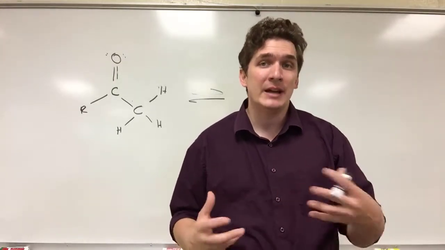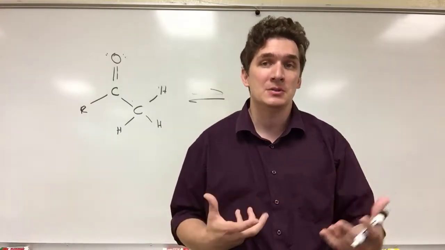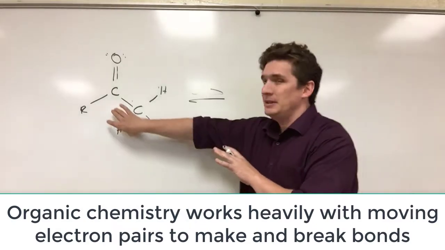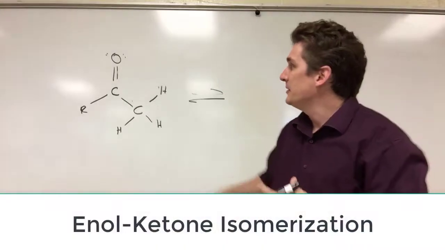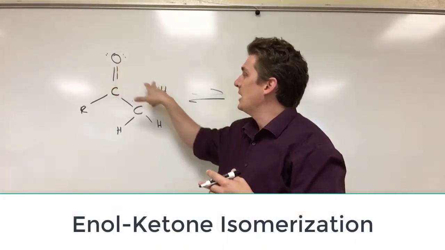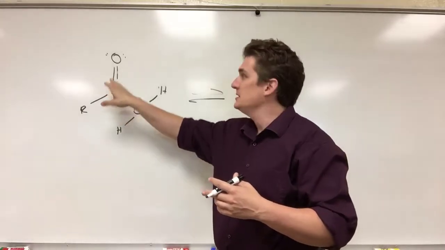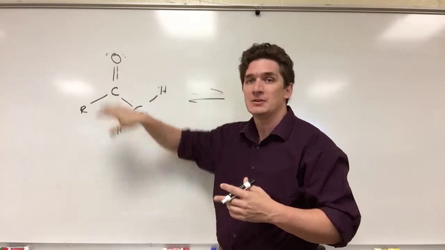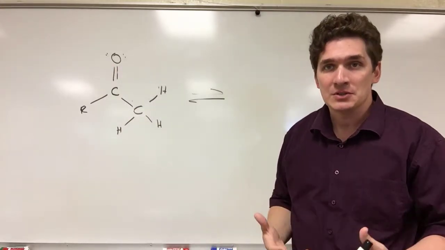Organic chemists really rely heavily on Lewis theory, because Lewis theory emphasizes what happens when electron pairs are moving, and that's what's going on here. So let's look at enol-ketone isomerization. What we're going to have happen here is that the oxygen here is going to grab a hydrogen off this carbon and create a double bond here. And so we're going to convert this ketone into an enol, which is a double bonded carbons with an alcohol attached to them. And the way it's going to do this is it's going to move electrons around.